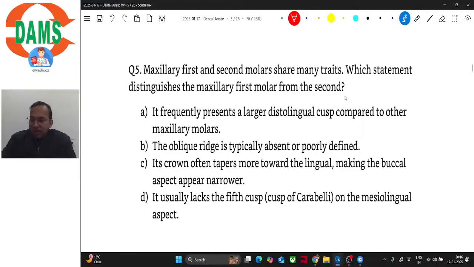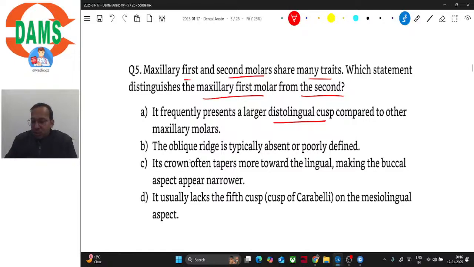So next question, maxillary first and second molars share many traits. They both are molars, they both have three roots, three primary cusps and a secondary cusp, right? Which statement distinguishes the maxillary first molar from the second? So we have to differentiate the first and the second. So option A says it frequently presents a larger distolingual cusp compared to other maxillary molars?